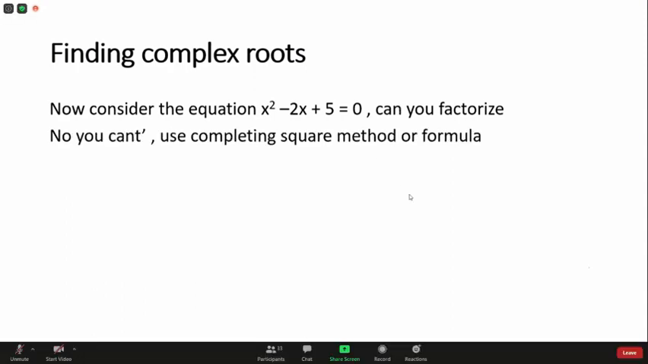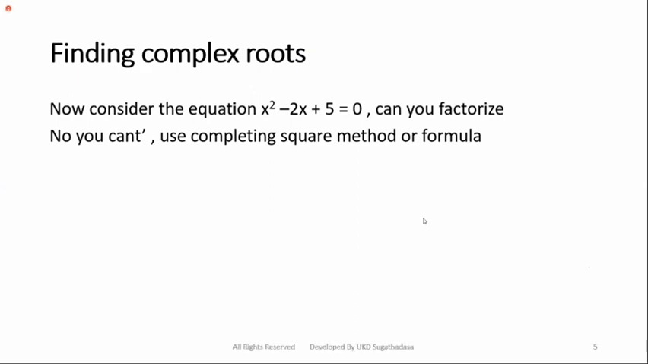Can you factorize? No, you can't. Use the completing the square method or the formula. You know that these two methods are available to solve the equation. If you use the completing the square method, I think you can remember we discussed these matters in the first semester. Now, what is the mechanism? Find the coefficient of the x term, that is minus 2, divide by 2, and you get minus 1. Then you can write the first statement: the equation equals x minus 1 squared minus 1 plus 5 equals 0.